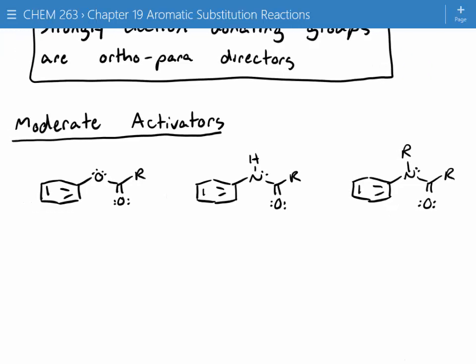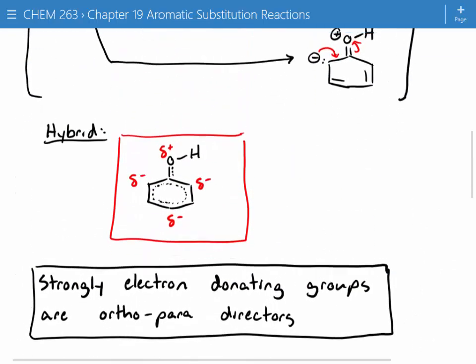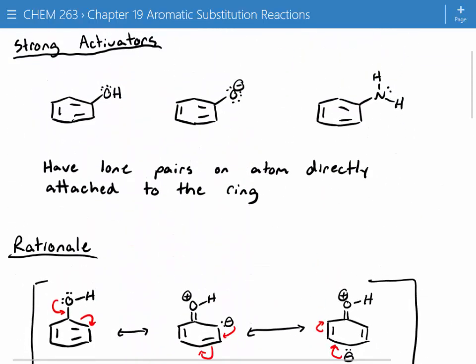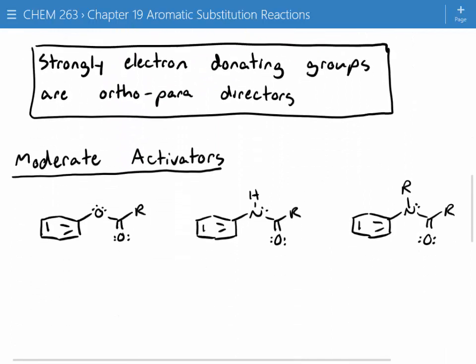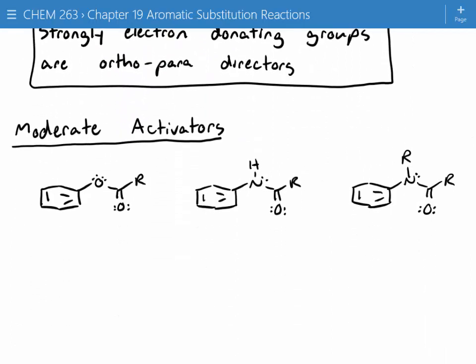All right, so up above I said anytime you've got an atom with a lone pair on it, that it can be electron donating. Now let's go down to the moderate activators. If we look over, we've got an oxygen with a lone pair directly attached to the ring, a nitrogen with a lone pair, and a nitrogen with a lone pair. Why wouldn't these be considered strongly electron donating? Because they resonate outside. They have other atoms that.